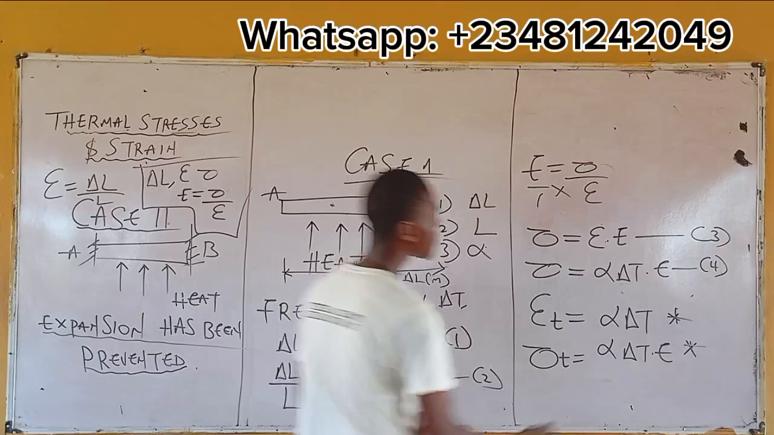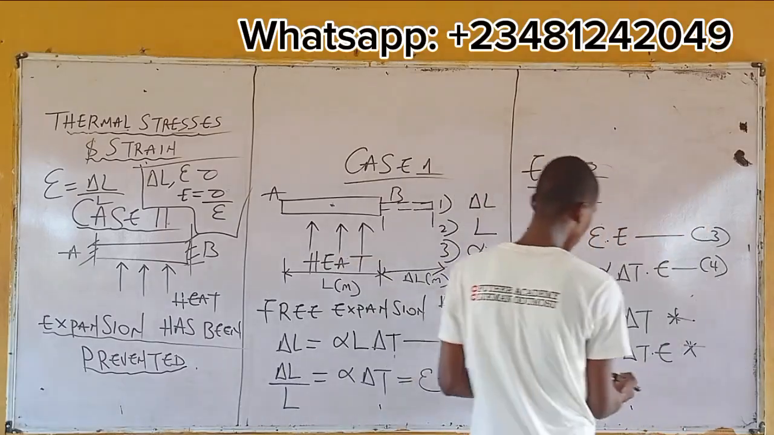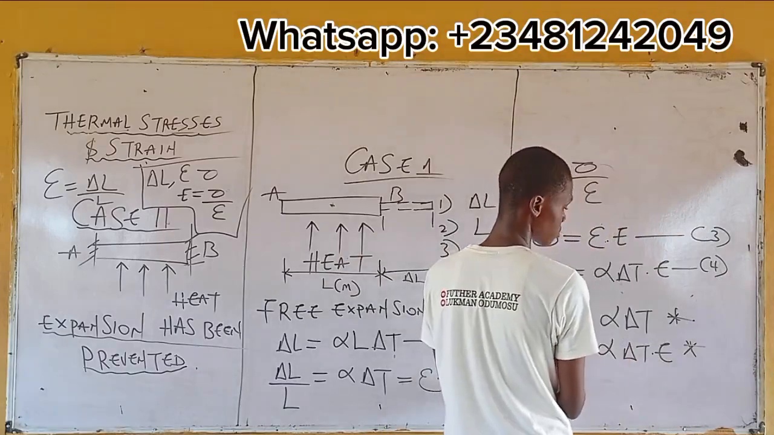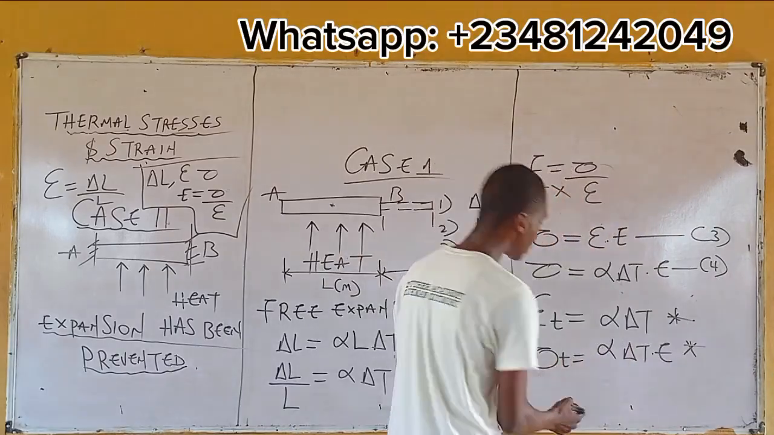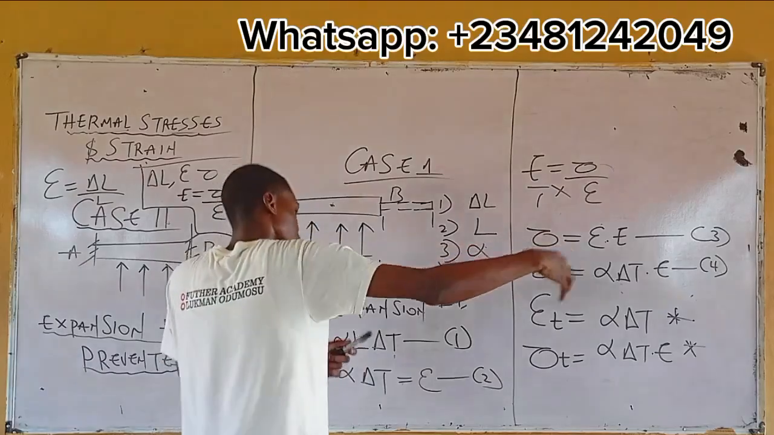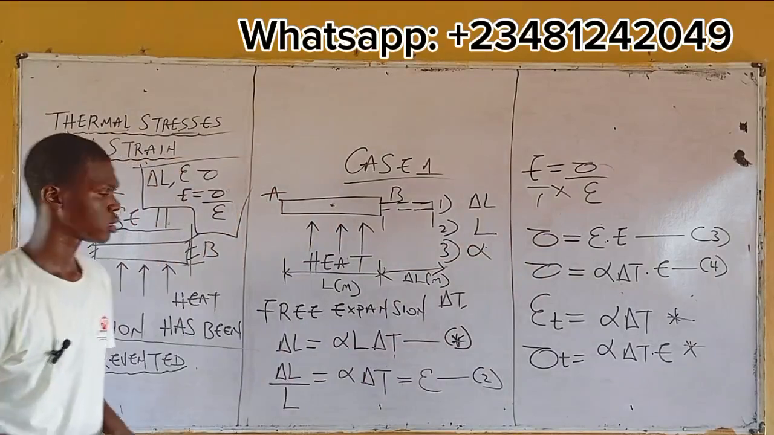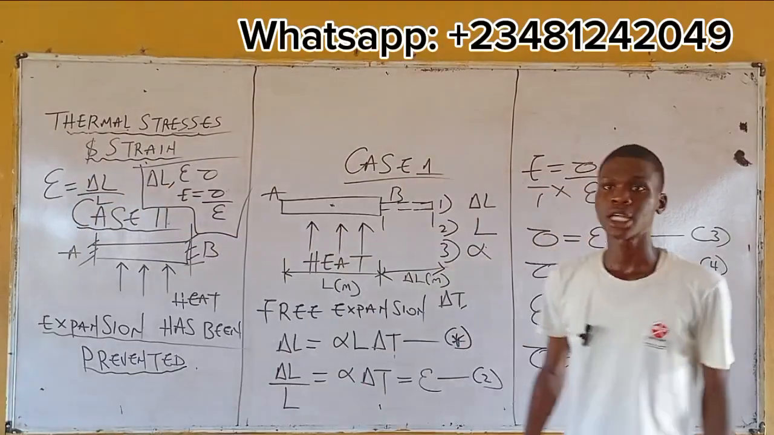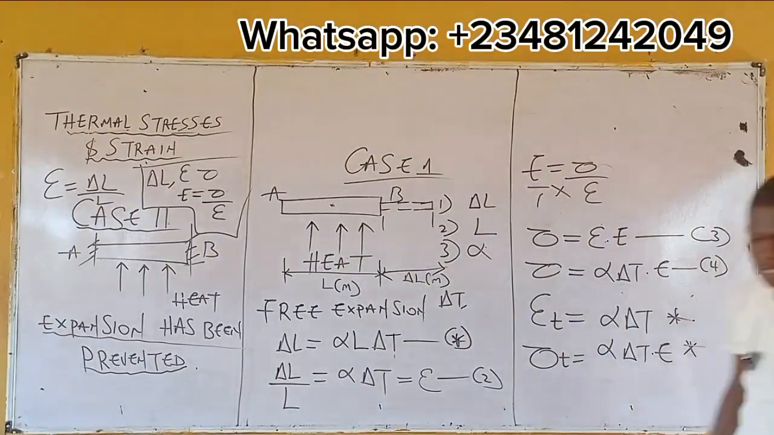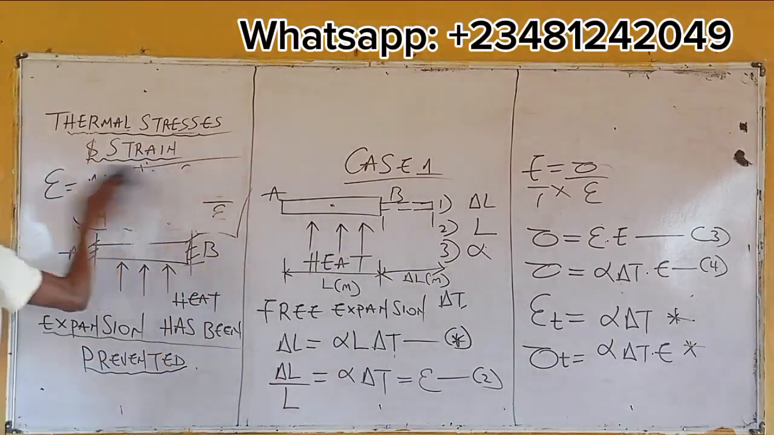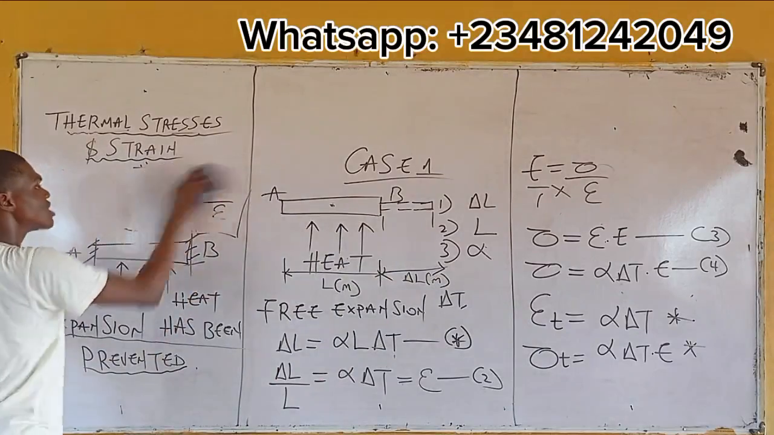We said this one is for strain, this one is for prevented stress, and the next one is free expansion, meaning equation 1. We've even done the derivation already.